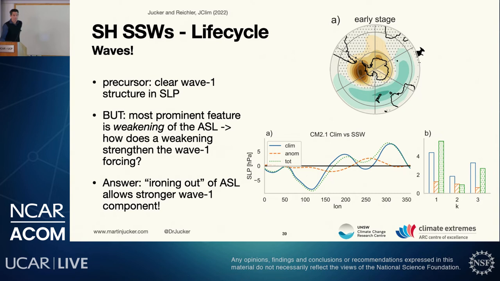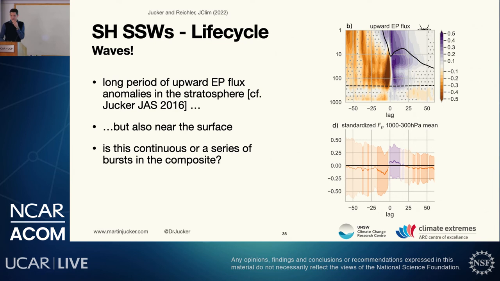And thus, the total has a higher wave one, and that, of course, can propagate in the stratosphere, even if the polar vortex is stronger. All right, so waves. Now I'm at waves. EP fluxes, these are upward EP fluxes as a function of lag and height.